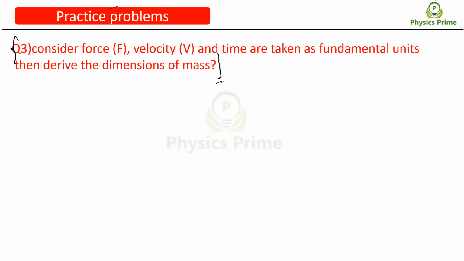Consider this velocity and time taken as a fundamental. Time T. Did you understand this question? Force, velocity, and time are taken as fundamental quantities. Derive the dimensions of mass. That means how force, velocity, and time can be represented to get mass.